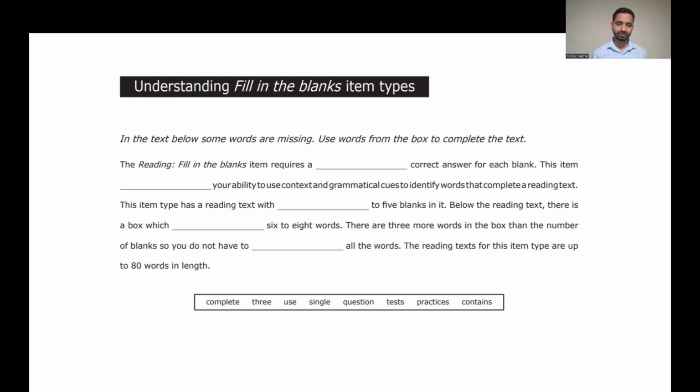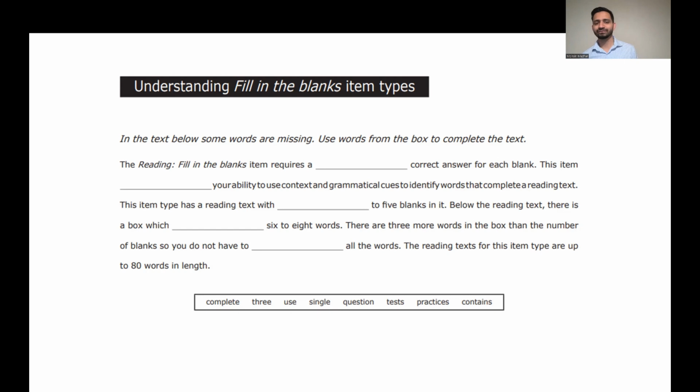So you'll have to look at the verbs that you've got here. This item type is only one item type, so it should be a singular verb form. And the singular verb forms here are practices, contains, and tests, right? So you've got 3 options here. You know that it has to be a verb. So test your ability contextually, that sounds right, and that's the answer. So that's the answer that you will go for.